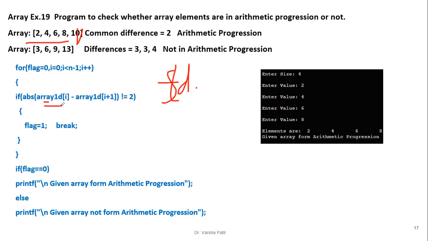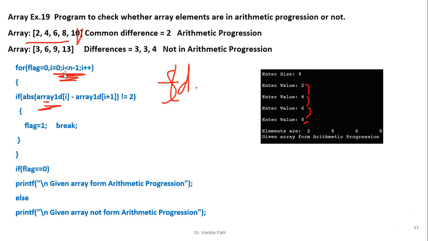Now we take the difference of this element and its next element. Now see what the logic is. When we are at the 2, we compare it with the next element. When we are at the 4, we compare it with the 6. When we are at the 6, we compare it with the 8. But we should not go to the else loop.